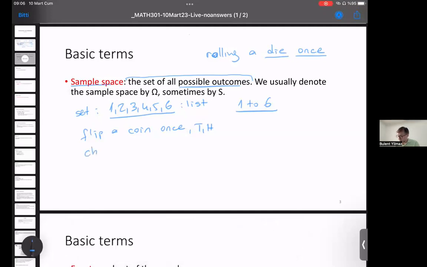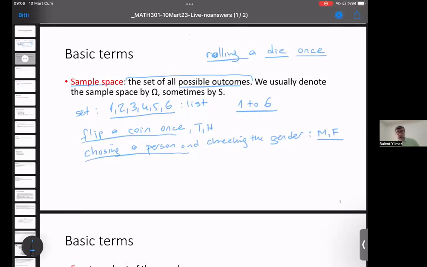Choosing a person and checking the gender, this is my random experiment. Male or female, this is my sample space. Is that clear, guys? Sample space, all possible outcomes. What was the experiment? Flipping a coin, choosing a person, rolling a die. These are the sample space examples that we will be mentioning in this class, so that you will have the general idea.